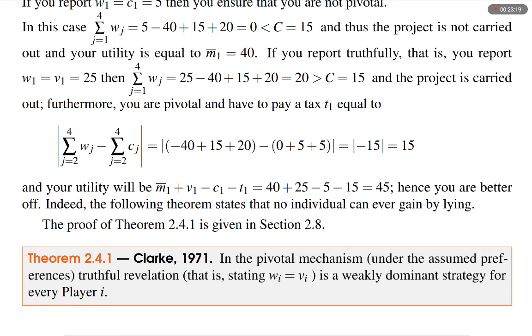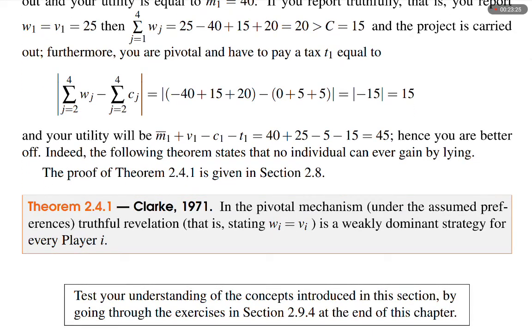And your utility will be m bar sub 1 plus v sub 1 plus c sub 1 minus t sub 1 equals 40 plus 25 plus 5 minus 15 equals 45. Hence, you are better off. Indeed, the following theorem states that no individual can ever gain by lying. The proof of Theorem 2.4.1 is given in section 2.8.